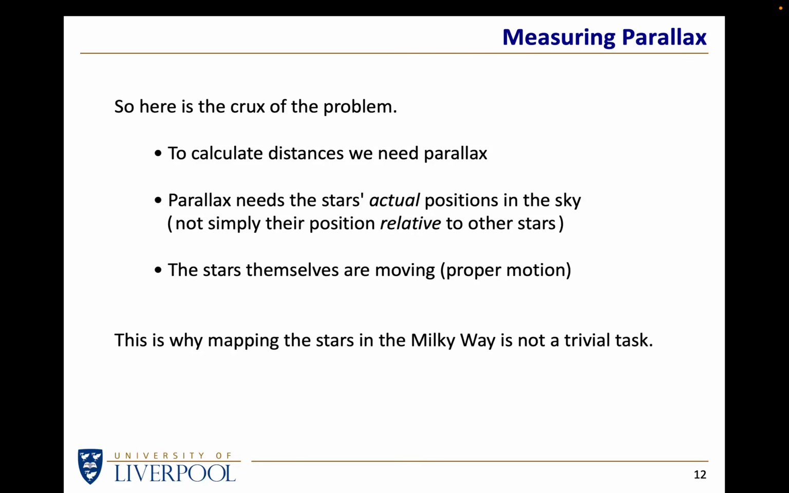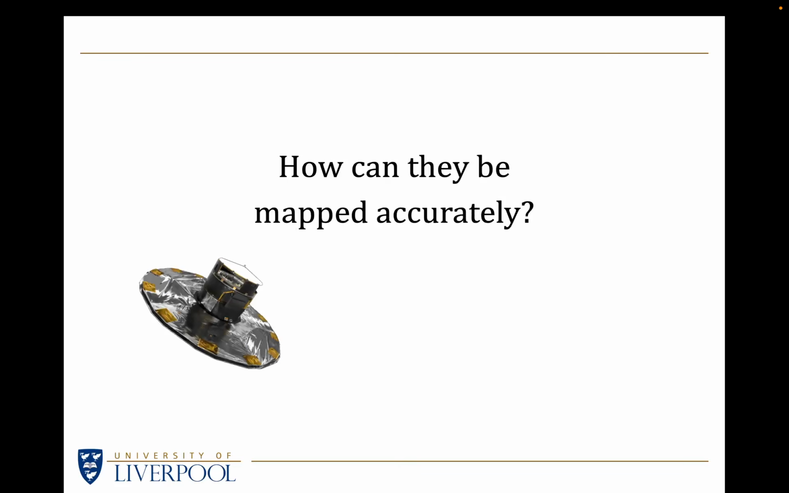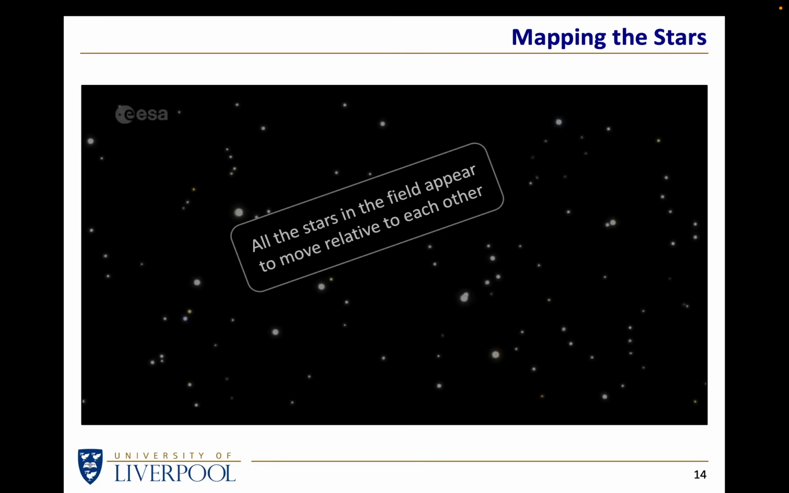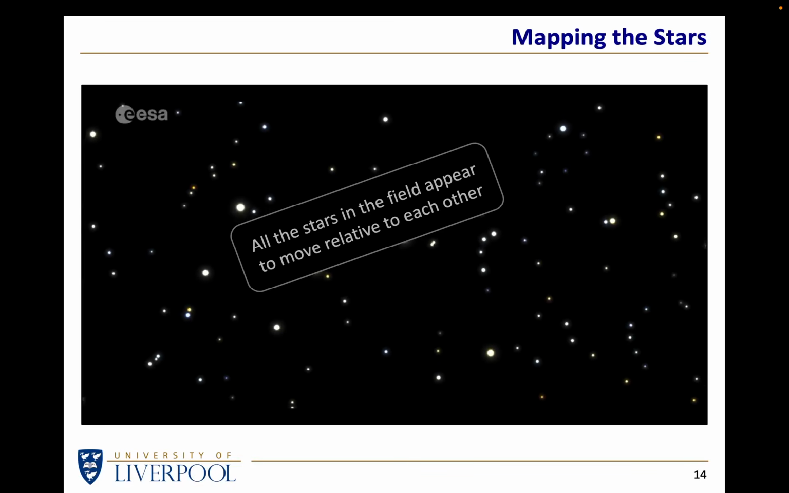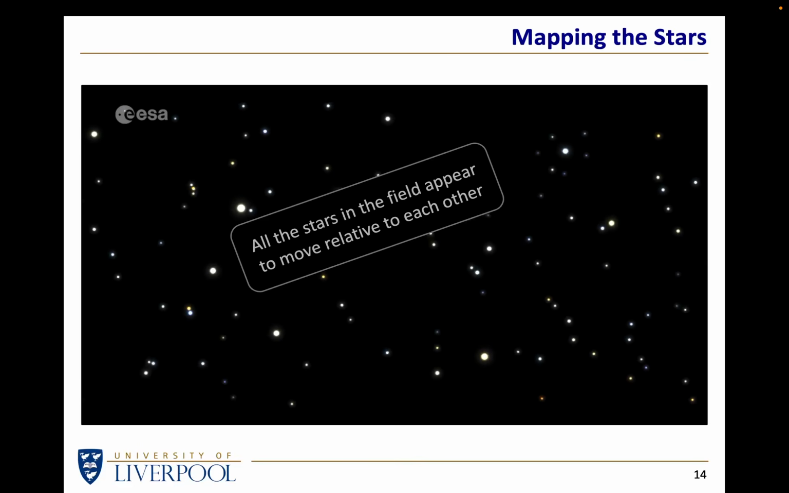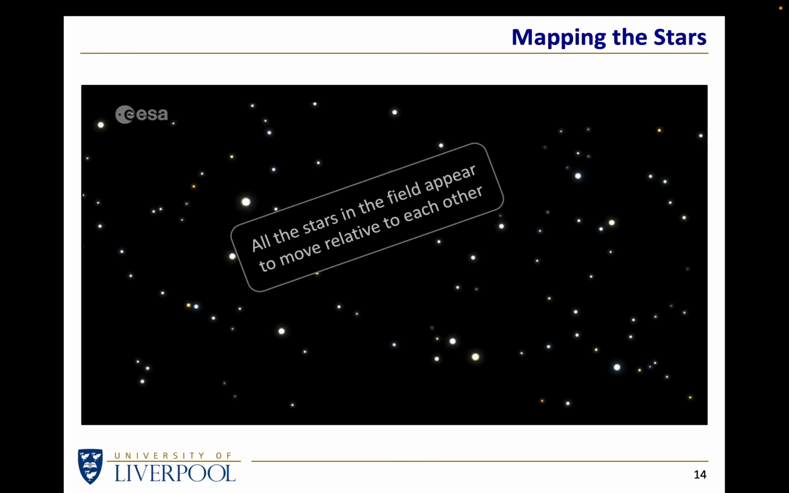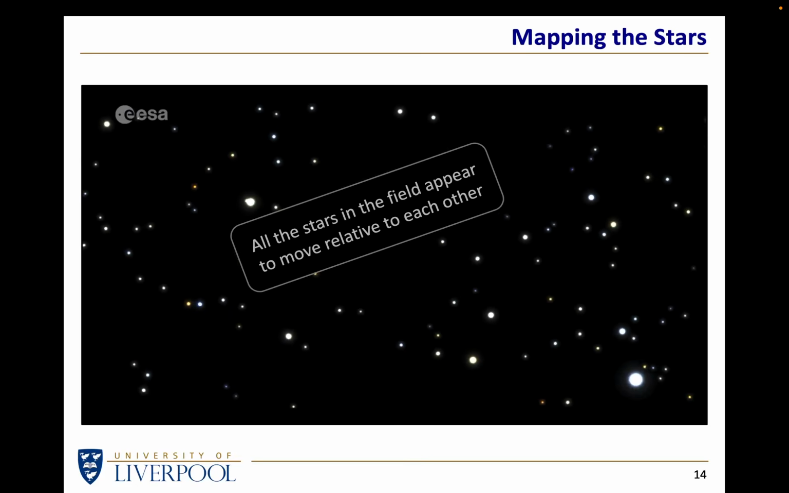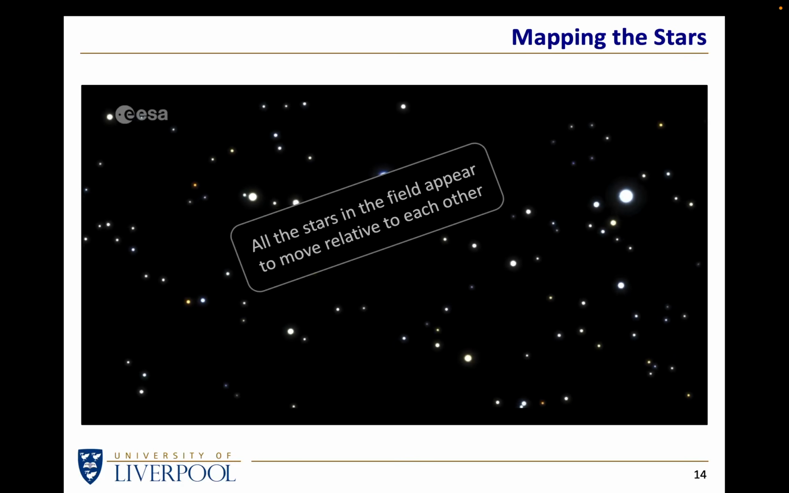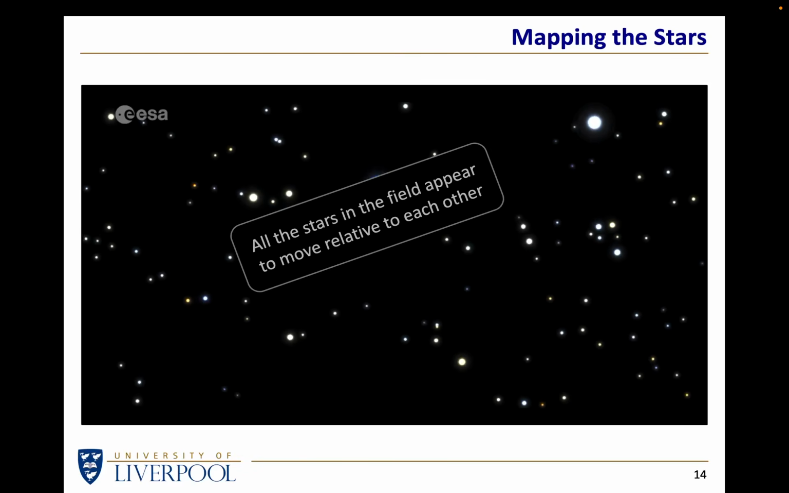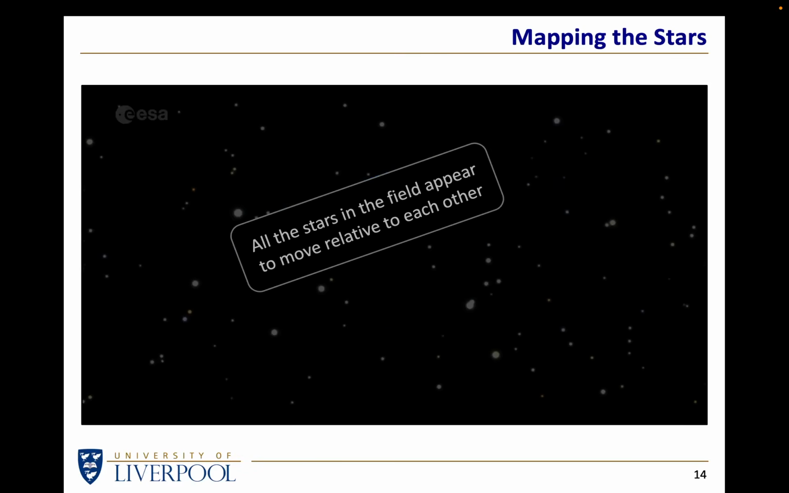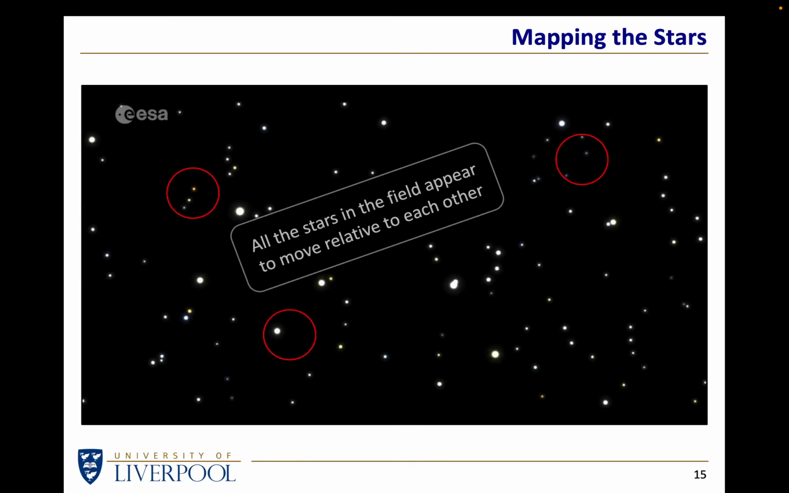So that ultimately is why mapping the stars in the Milky Way is not a trivial task, and that's why it hasn't been done to this level of precision until relatively recently. So how can the stars be mapped accurately? If we have a sort of cartoon version of what we think is actually happening, if we look at a random collection of stars in this simulation, each of these stars is moving, apparently, because the Earth is moving around the sun, and it might be that some of these stars have their own motion as well. So it's a little easier to see if I just draw some arbitrary circles.